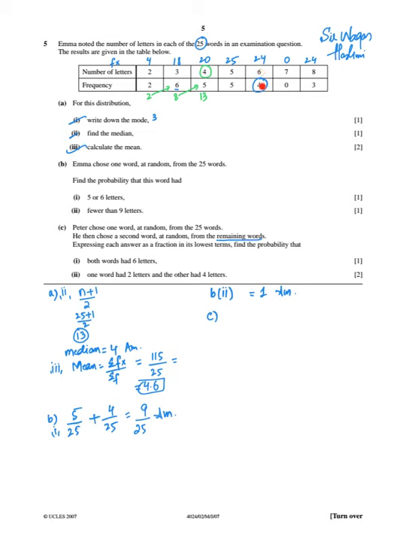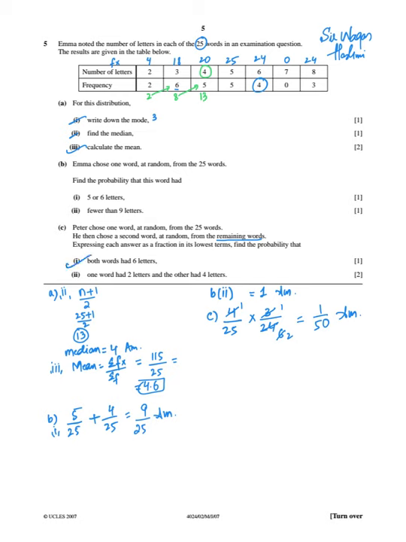Alright, so the 6 letter words we have is 4. So the first word he will pick, it will be 4 divided by 25. But for the second word, it will be 3 divided by 24. Right, so 4 ones are 4, 4 sixes are 24, 3 ones are 3, 3 twos are 6, 25 times 2, it will be 1 divided by 50, and that is your answer.